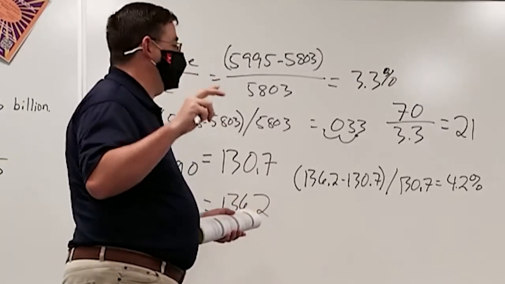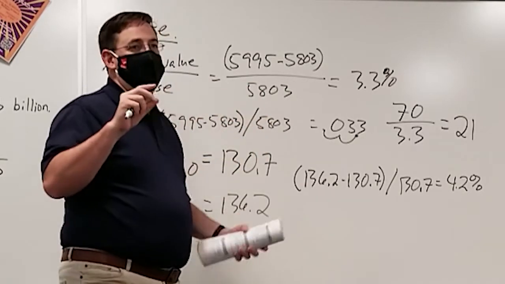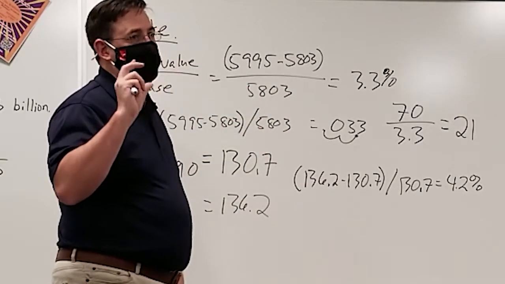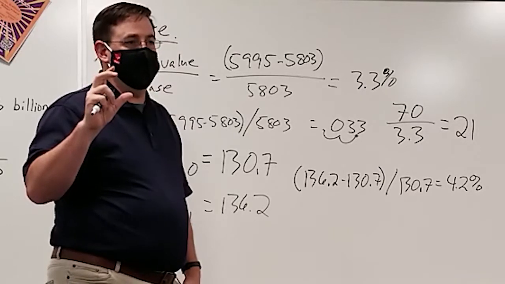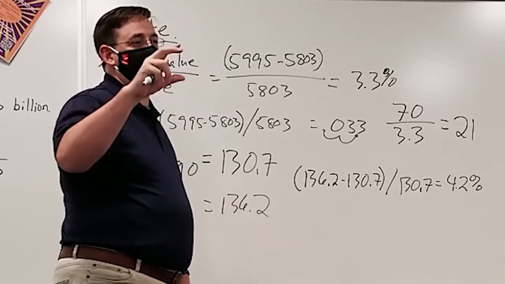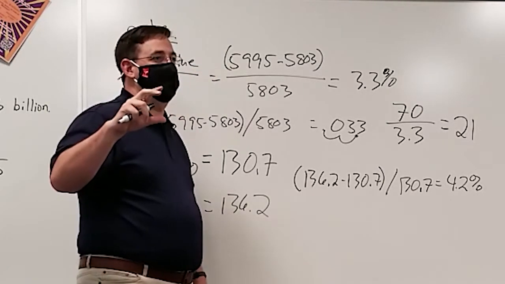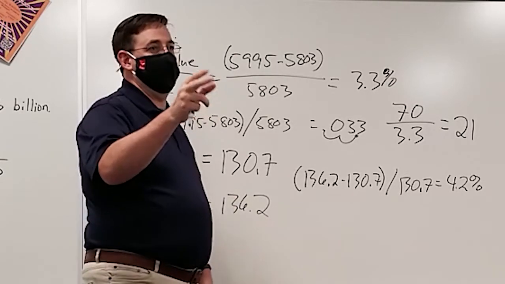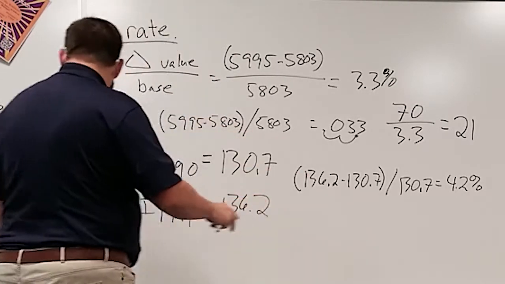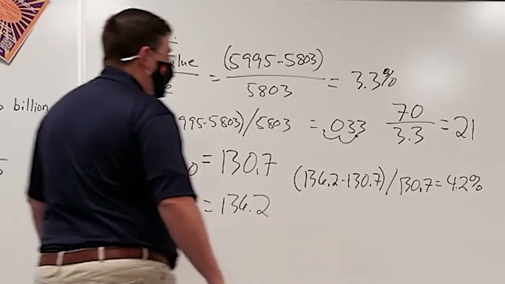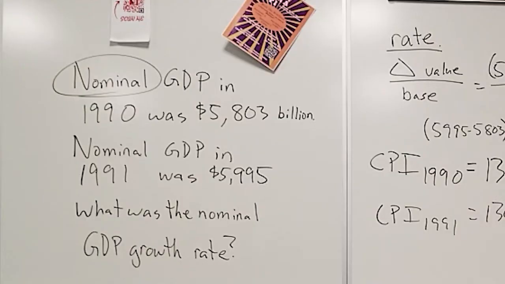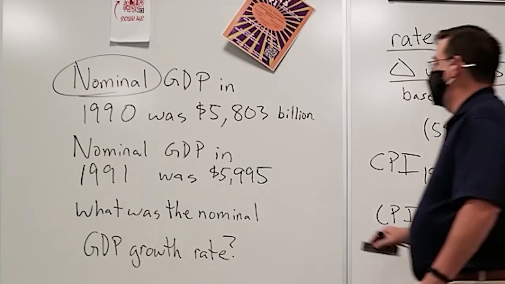What other information might I include to try to understand how well the average person's quality of life has changed? GDP per capita. I want to get to the per capita. How do I get to per capita? I need to know the population, don't I? So I should probably try to find what the population was in 1990 and what the population was in 1991.